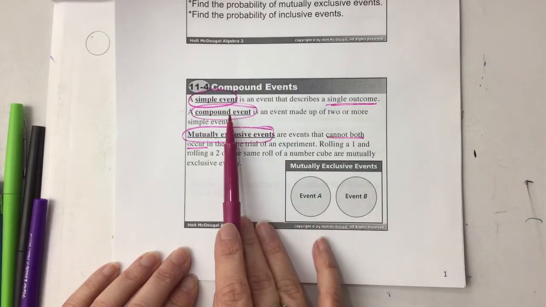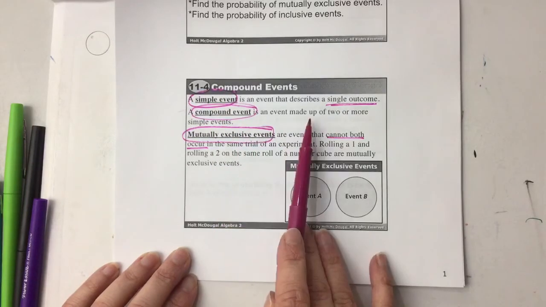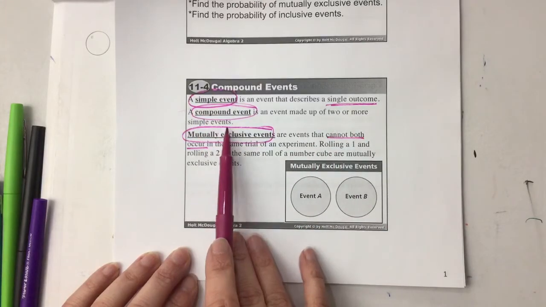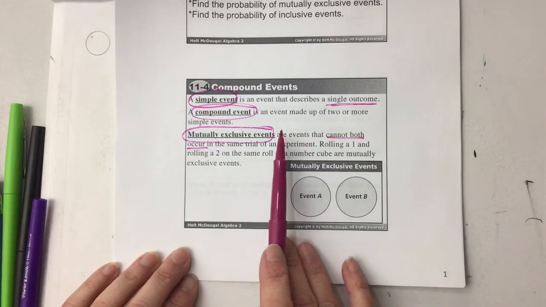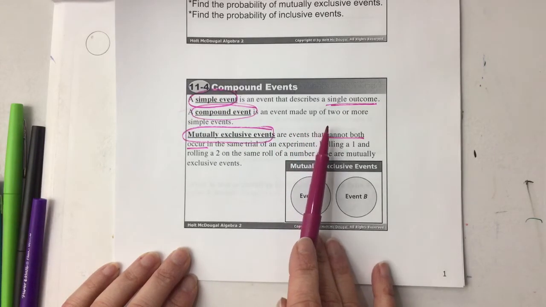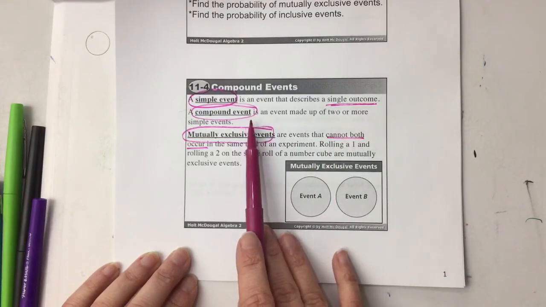Today we're looking at compound events. The word compound means more than one. And so when you're doing a compound event, that means that you end up with 2 or more simple events. So you might flip a coin and roll a number cube. Or maybe you'll draw a card out of a deck of cards and then spin a spinner and then flip a coin, okay? You're doing 2 or more simple events.